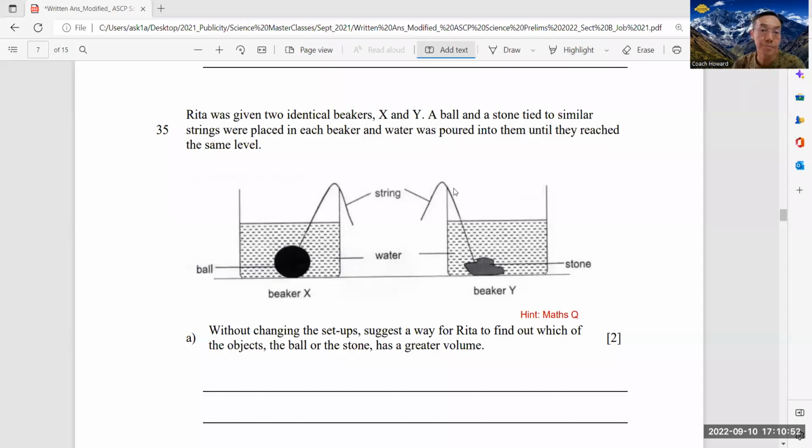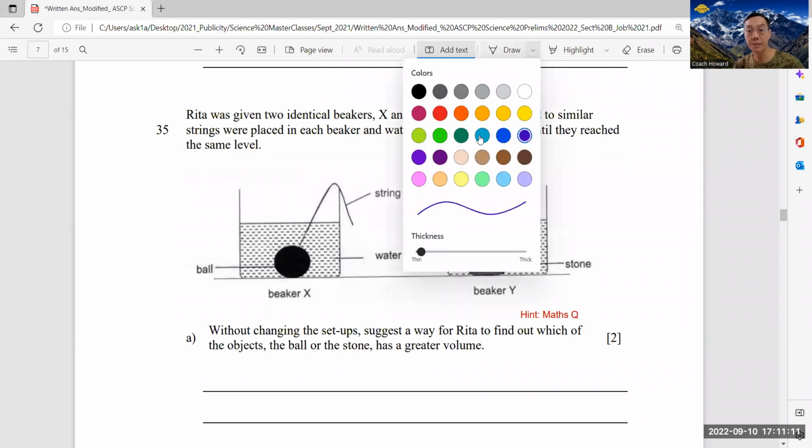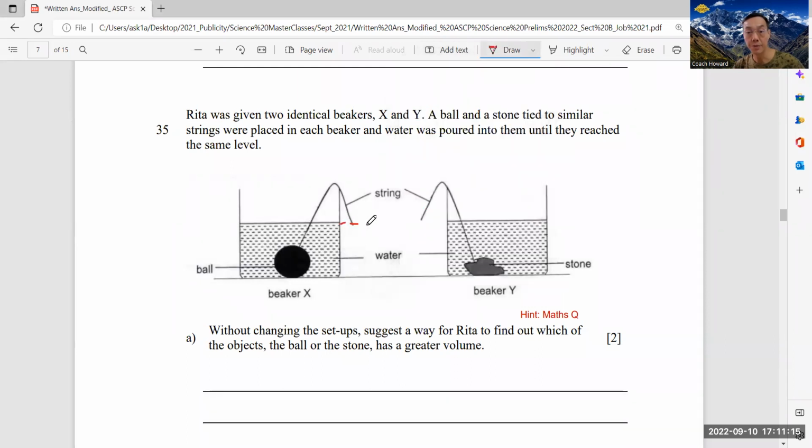Okay, examine this experimental setup. It says that Rita was given two identical beakers X and Y. A ball and a stone tied to similar strings were placed in each beaker, and water was poured into them until they reached the same level. So you mentioned this part, the same level. I want you to annotate this part during your exam. You use a ruler to do the dotted line. So these two levels are the same.